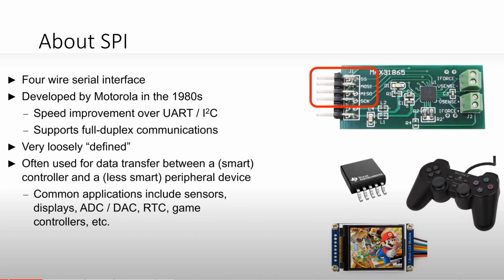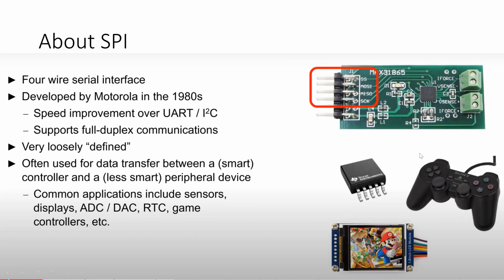In the red color box, you can see the line. These all are the pins of the SPI protocol. SS means slave select, MOSI means master out slave in, and MISO means master in slave out. SCK means serial clock, also called the synchronous clock. The synchronous clock is driven by the master.